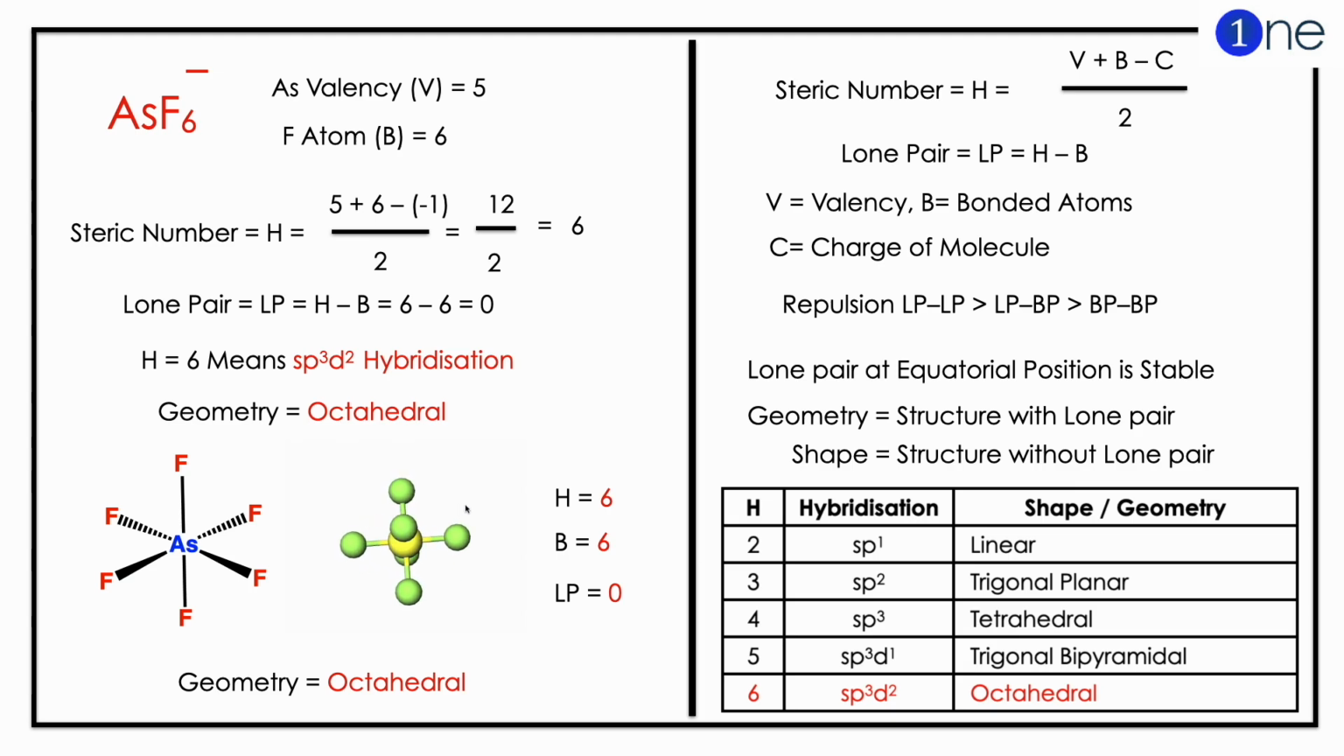You have osmium at the center and you have 6 fluorine atoms in the axial position. You can understand better by the animation. So the geometry of the osmium hexafluoride anion is octahedral.